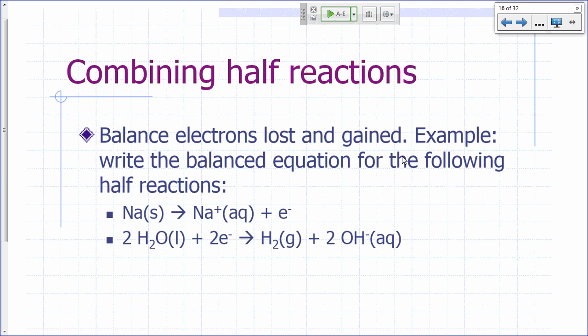Okay. Once you balance your half reactions, then you can just combine them to get your overall net ionic equation, and you may have to simplify things again in the end if you have common terms on both sides. Okay, so when you combine your half reactions, make sure you balance electrons lost and gained. So let's look at an example of 2 half reactions. Here's one, and here's the other one. Okay, let's do a little review. Which of these, A or B, which one is oxidation?